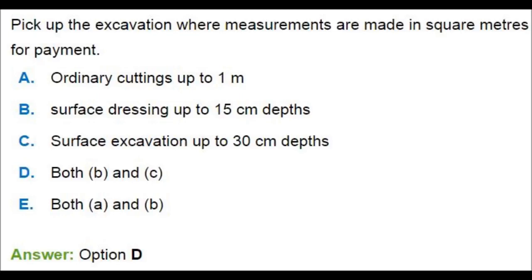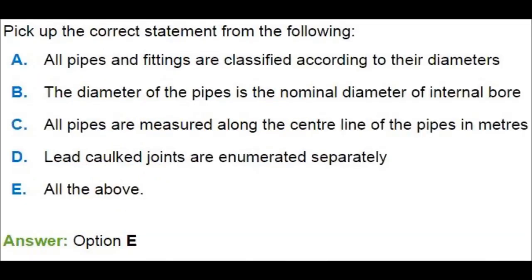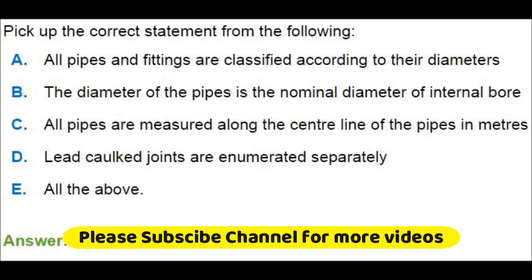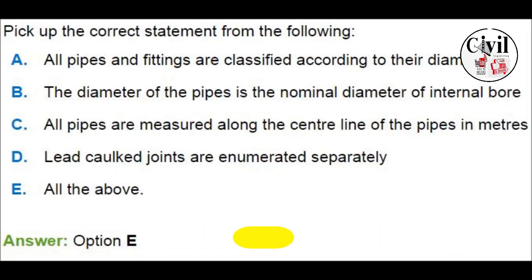Pick up the correct statement from the following. All pipes and fittings are classified according to their diameter. The diameter of pipe is the nominal diameter of the internal bore. All pipes are measured along the central line of the pipes in meters. Lead caulk joints are enumerated separately, all of above. So here all of above is the correct answer, because all these options are correct. So the option E is the correct answer.